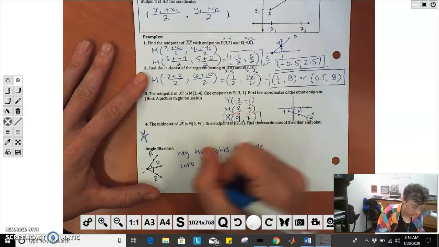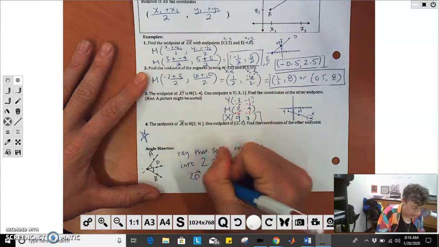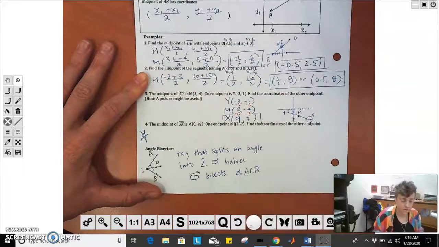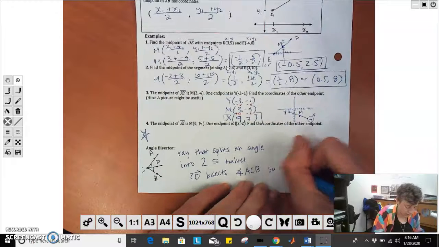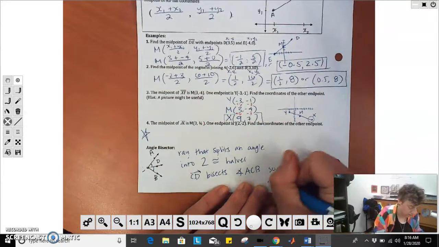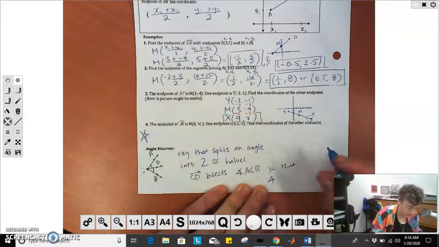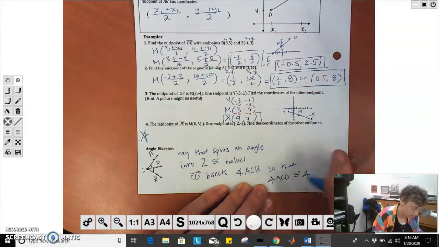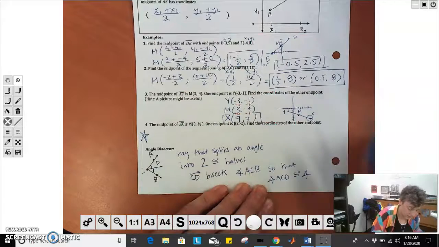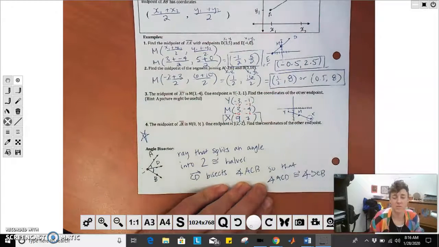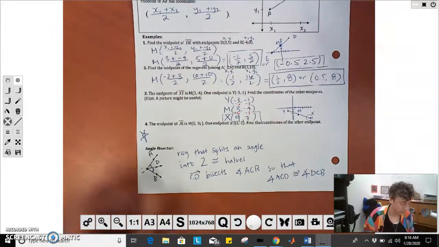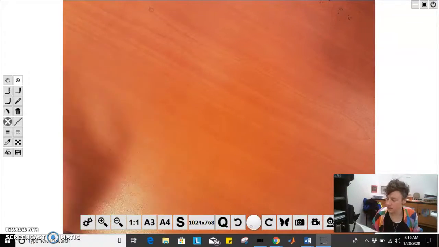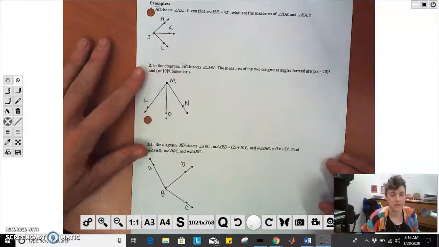So here, ray CD bisects angle ACB so that angle ACD is congruent to angle DCB. Split them into 2 perfectly congruent parts. Okay, let's do some examples. Oh, not on that page. On this page. Silly acting.